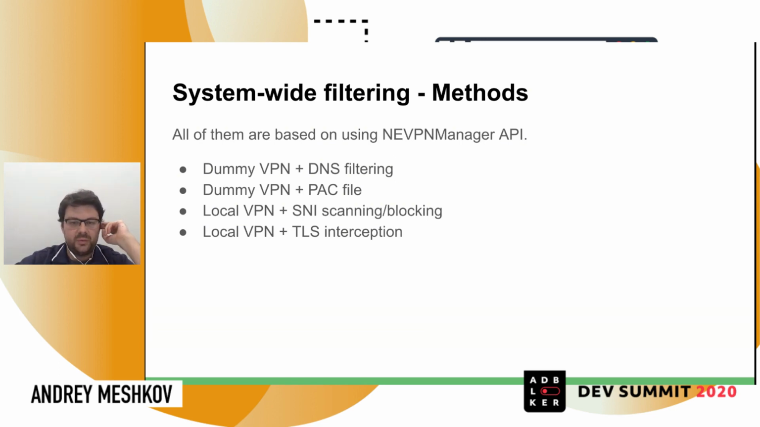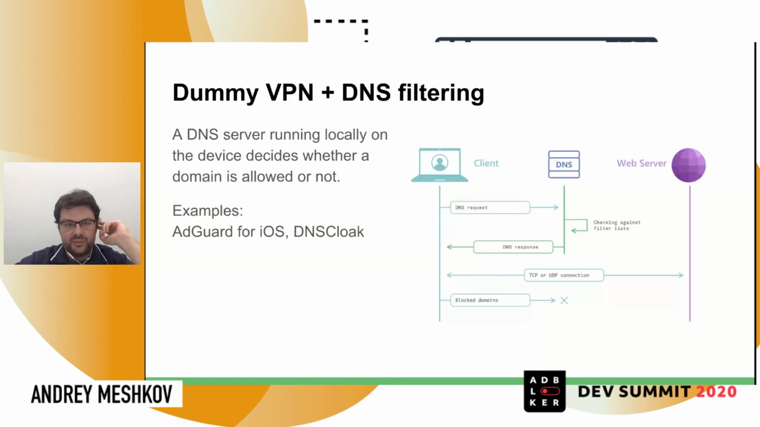It works only with UDP traffic to a single IP address, and that's why it can be considered a dummy VPN. But then there's Adguard for Android, for instance, that covers much more and filters all the device traffic, and I would call it a local VPN. Now that we are familiar with the terms, let's talk about actual techniques.